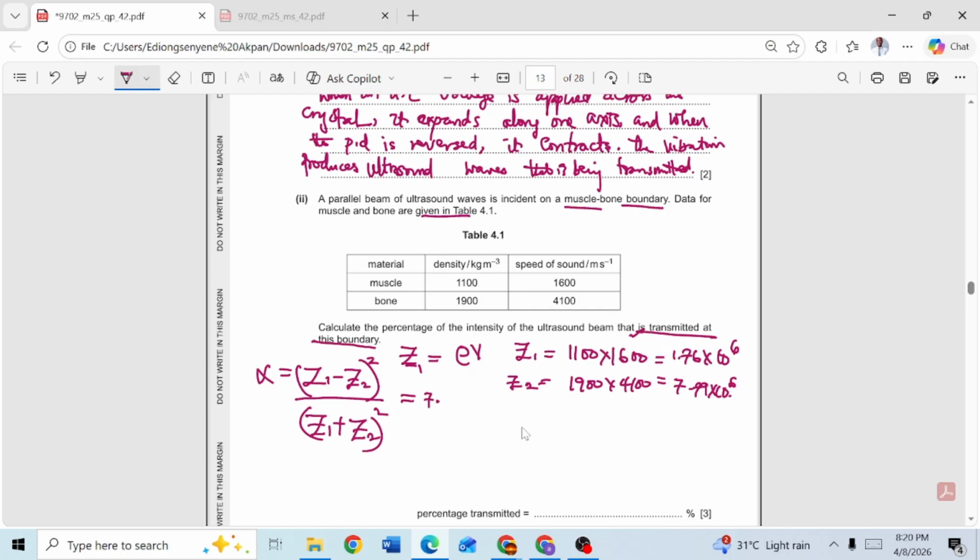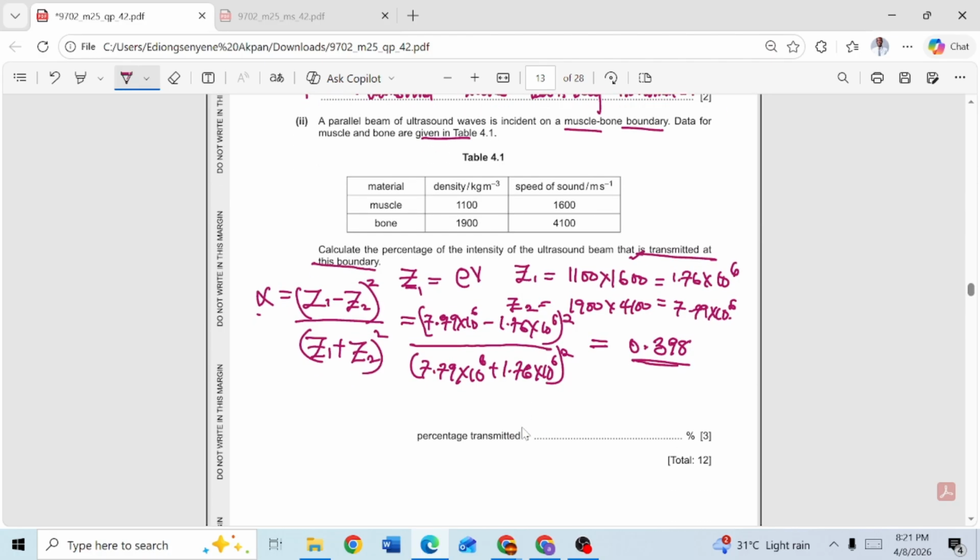We have 7.79 times 10 raised to the power of 6 minus 1.76 times 10 raised to the power of 6 all squared, divided by 7.79 times 10 raised to the power of 6 plus 1.76 times 10 raised to the power of 6 all squared. Now, this will give us 0.398. This 0.398 is the coefficient of the reflected wave.